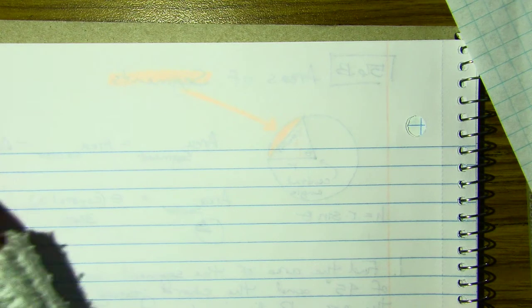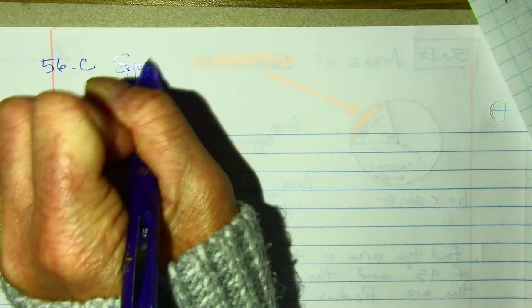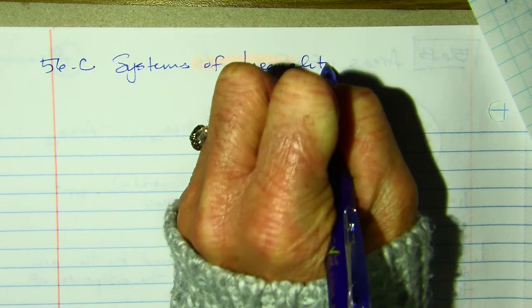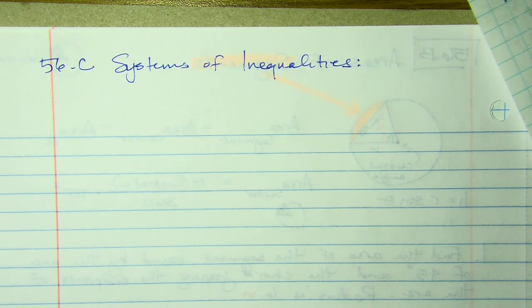56.B. I now need to go over 56.C, which, hold on, has to do, I'm going to write it here, 56.C has to do with systems of inequalities. In Algebra 2, your inequalities usually involved two lines, not in trig. You're going to have lines and circles and parabolas.